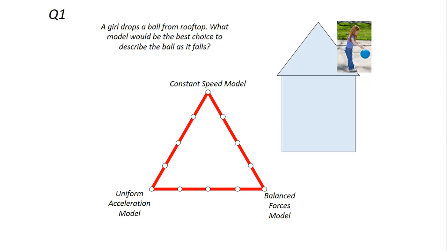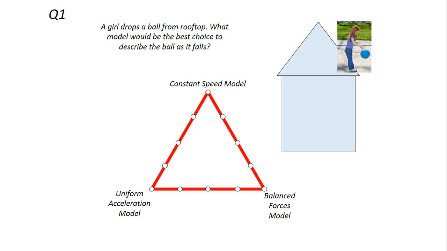So here's our girl on the roof again, being naughty, dropping a ball. What model or physics model is the best choice to describe the ball as it falls? Would it be the constant speed model, the uniform acceleration model, or the balanced forces model? Pause the video if you need to.